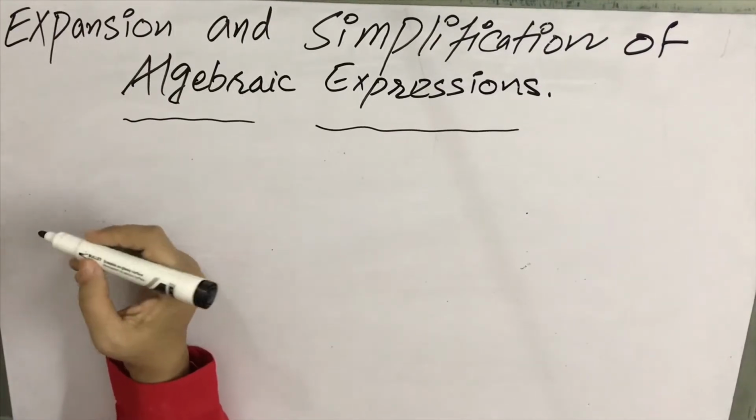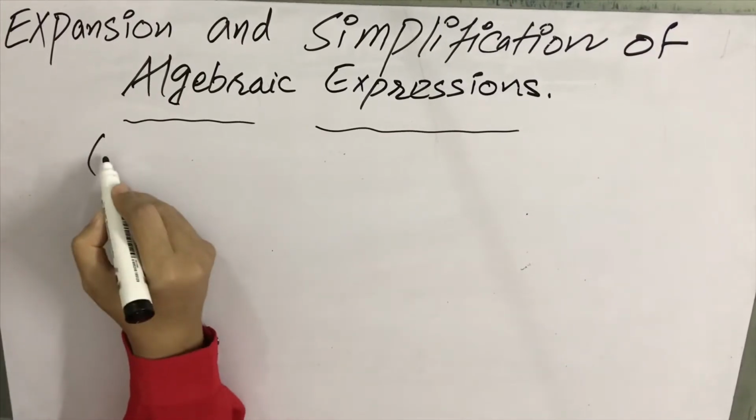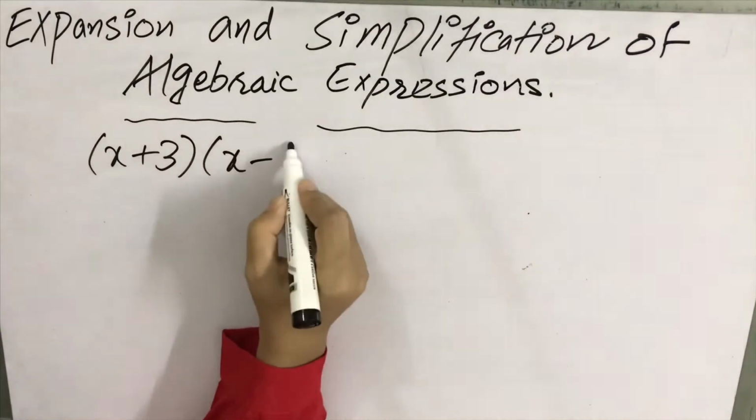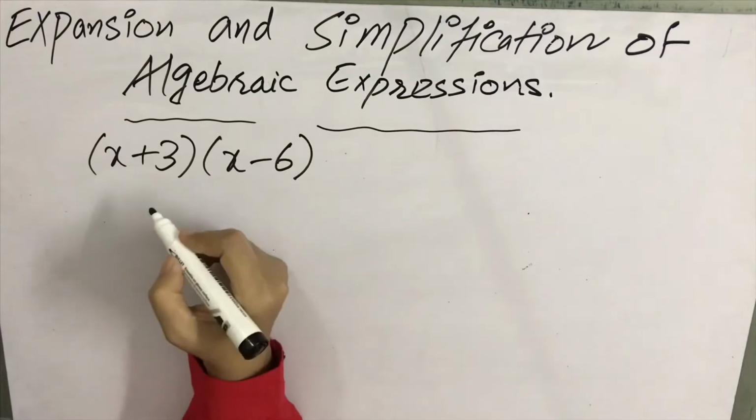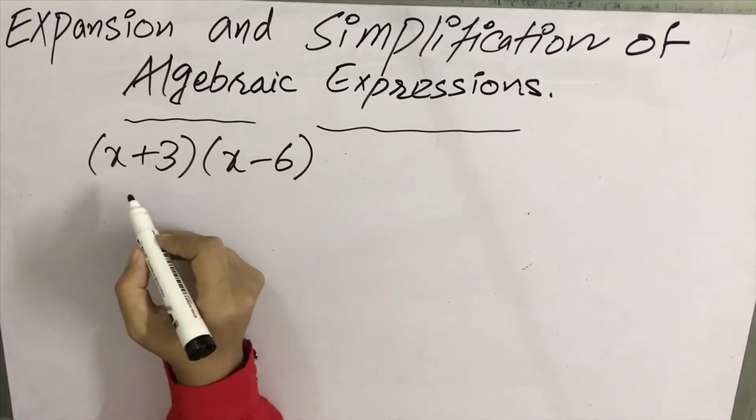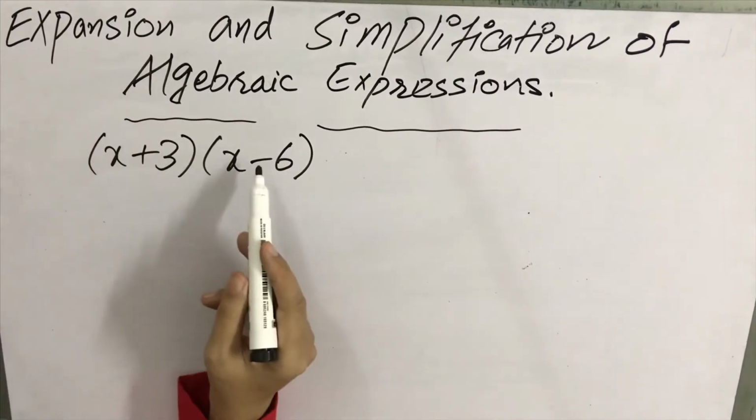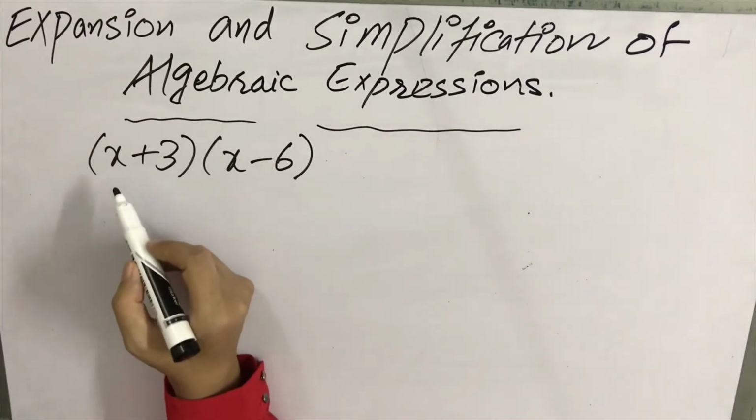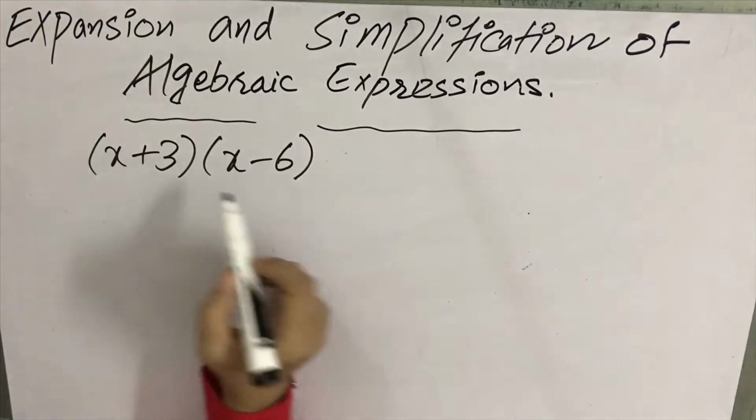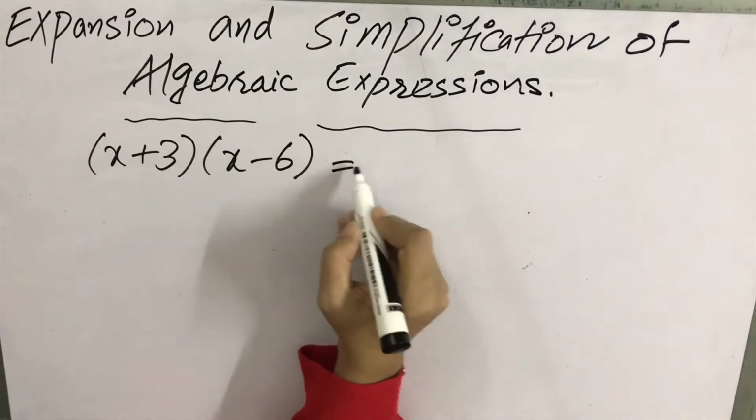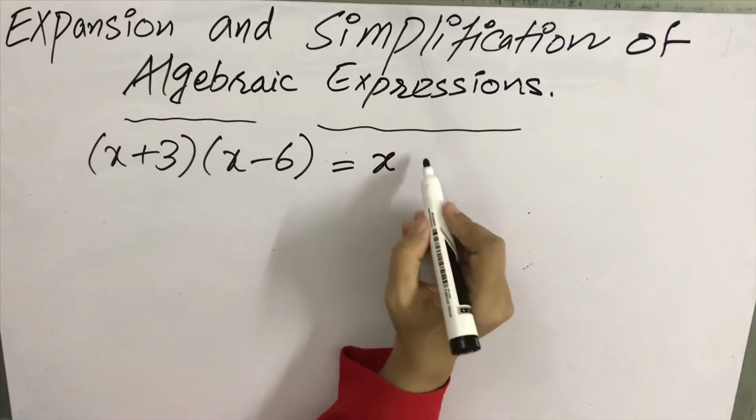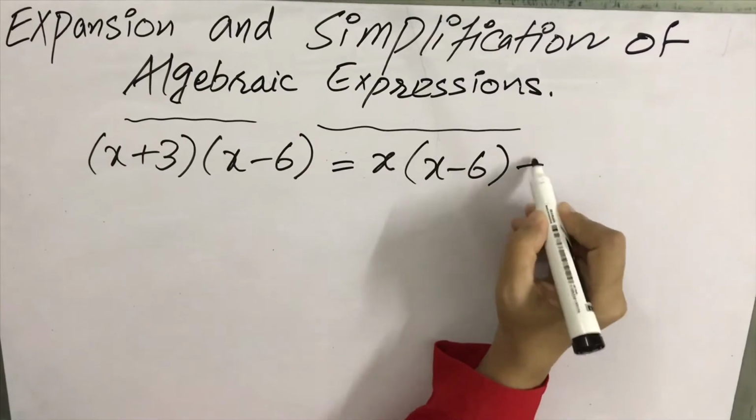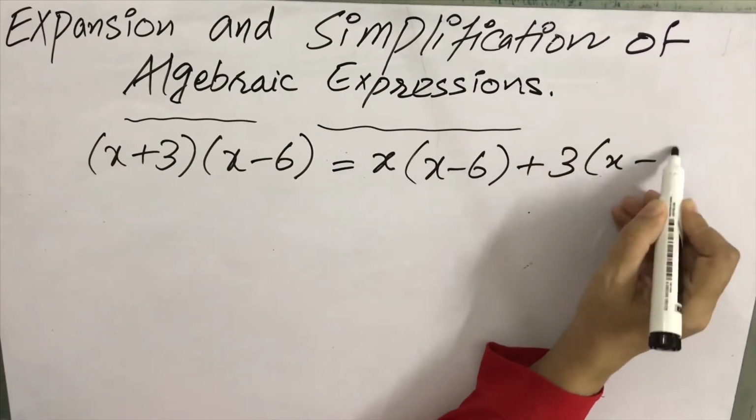Now we take another example. In this example, I am taking two brackets. In these two brackets, we have x plus 3 and x minus 6. We have to first expand, then we have to simplify. When we are expanding, basically we are opening one bracket and we are going to multiply the numbers with the other bracket, or in other words, x bracket x minus 6 plus 3 bracket x minus 6.